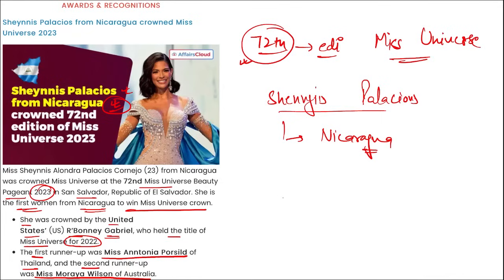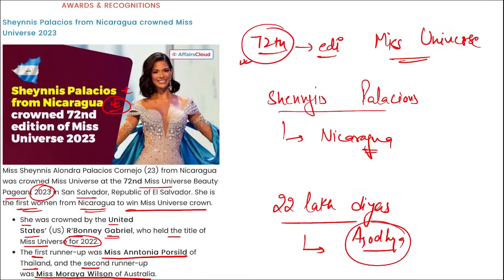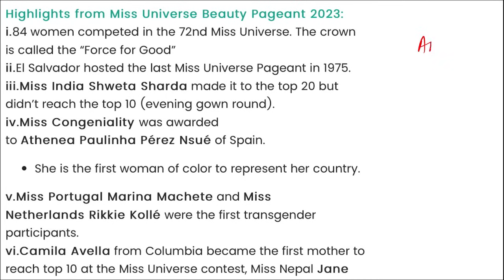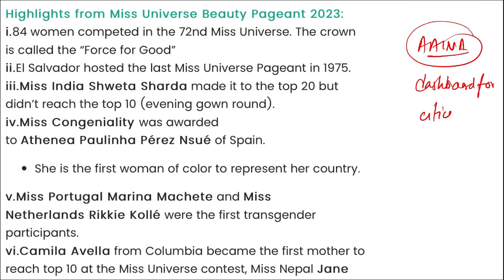Then which state broke as well as set a new record for lighting 22 lakh diyas? Which is it? Which is that city? It is Ayodhya. They broke their own record from last year and set a new record for lighting 22 lakh diyas. Then Aina. Next is Aina. This is a dashboard for cities. Aina. This was launched by which ministry? Ministry of Housing and Urban Affairs, correct?